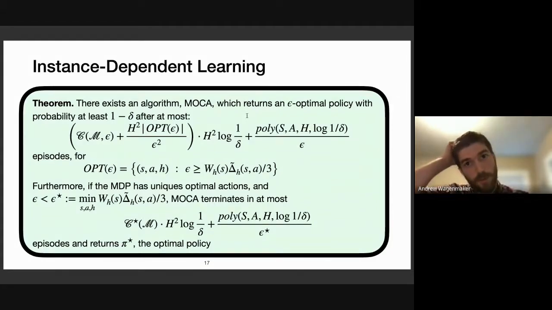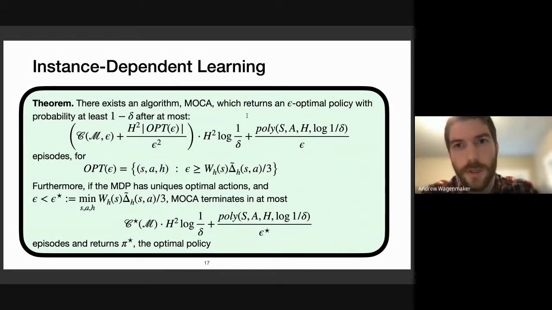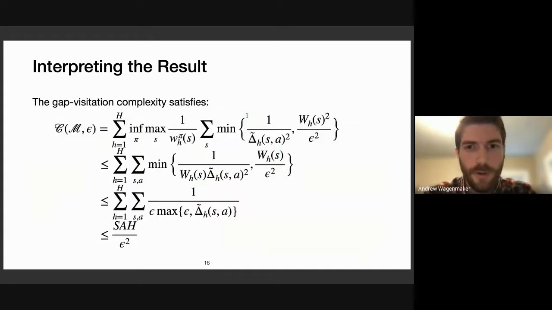OK, so this is the main result, but we can get a few interesting corollaries from it. First, I want to talk a little bit more about this gap visitation complexity. There's a few different ways you can upper bound this, and all of them give different interpretations that are related to different sample complexities that appear in the literature. So the first is the one I already showed, which is basically this info over pi, max over states, and then this bandit-ish complexity.